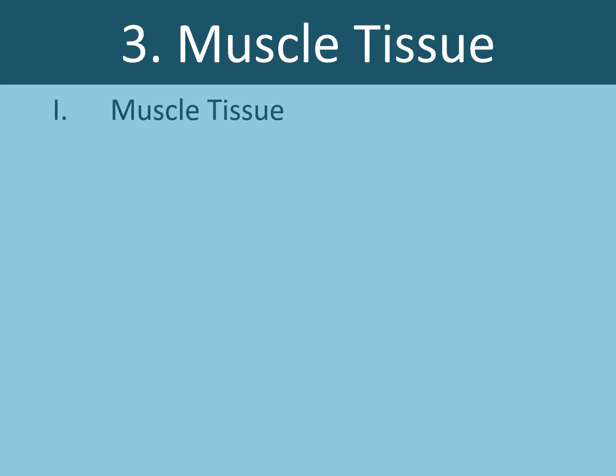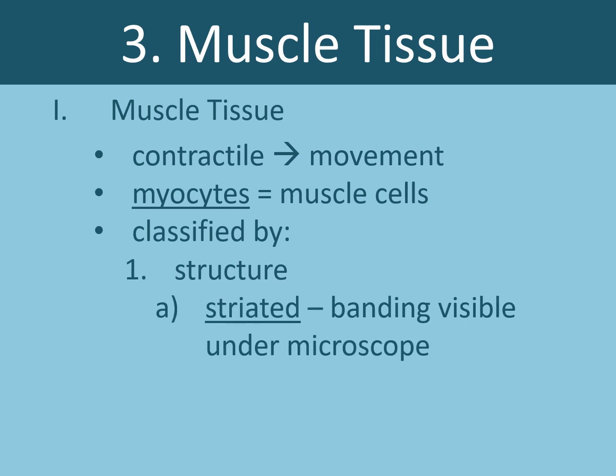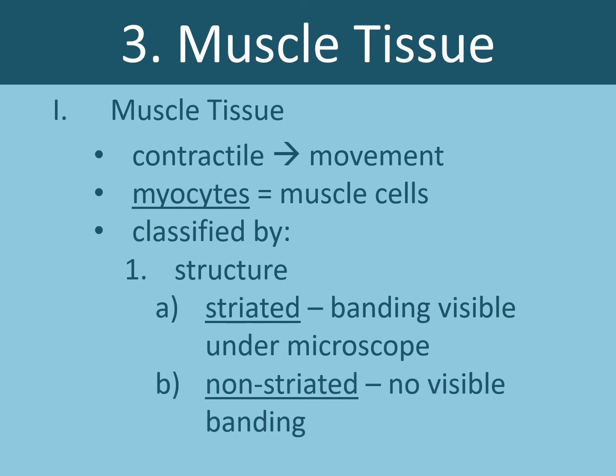Now let's talk about muscle tissue. The function of muscle tissue is to contract, to provide movement for the body. The cells of muscle tissue are called myocytes. In fact, the prefix myo means muscle. Muscle is classified by its structure. Muscle tissue can be striated. That means you can see a visible banding in the cells under the microscope. Muscle tissue can also be non-striated, where there's no visible banding in the microscope.